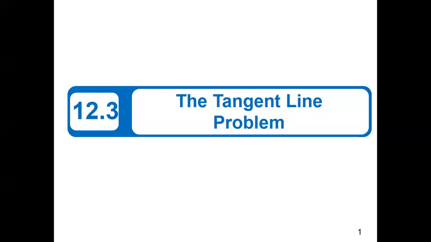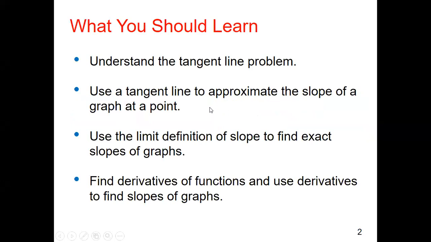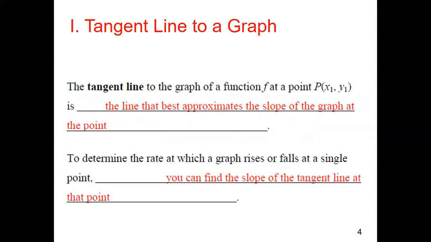All right. So our goals for this are to do these things: understand the tangent line problem, use the tangent line to approximate the slope at a point, use the limit to define the slope. So, tangent line to a graph. Our first section is, what is the tangent line to a graph? Well, that's the line that best approximates the slope of the graph at a point, okay? That's at a point. Notice it's not 2 points with the slope. It is at a point, okay?